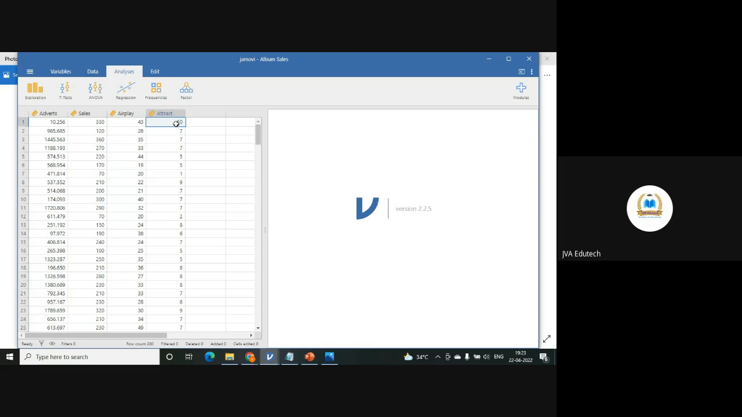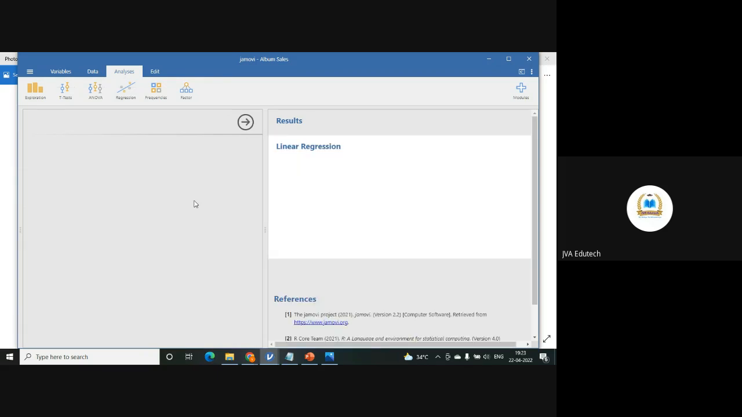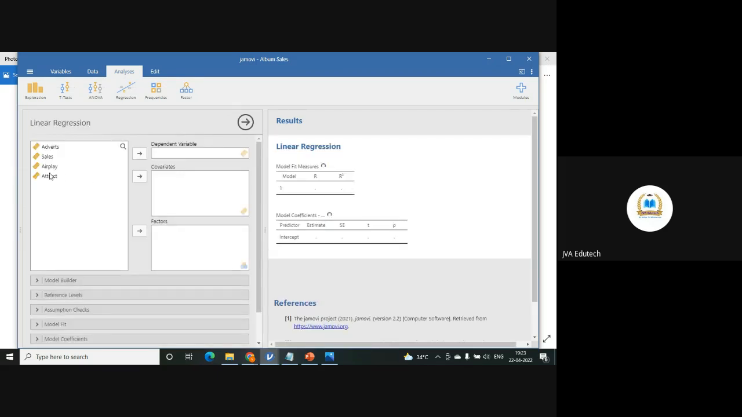So let's first do only simple linear regression. In that, I'm taking only one variable, advertising budget, and its effect on sales. How can it predict the sales? So go to linear regression. Select the dependent variable, that is sales, and factors here in covariates. You select your advertising budget.